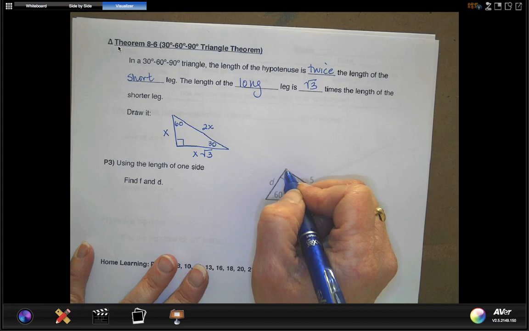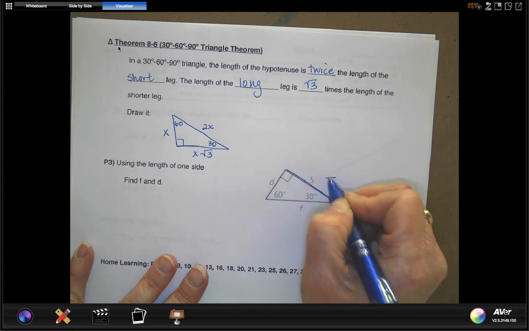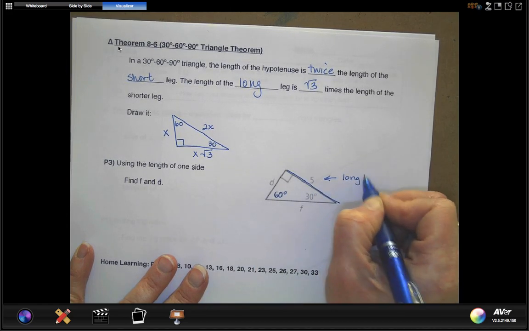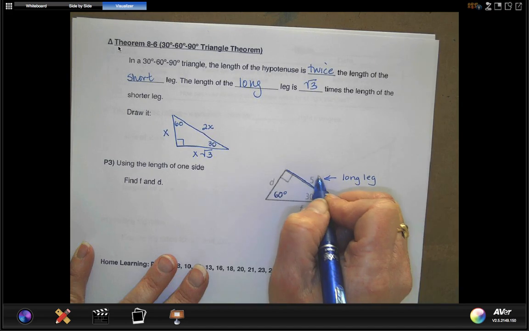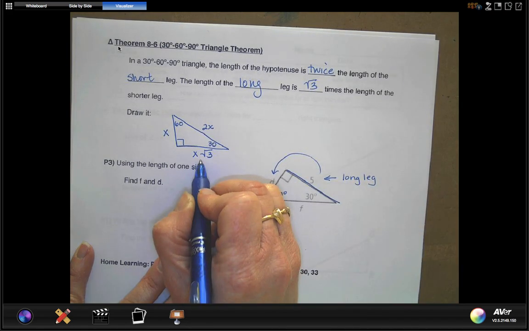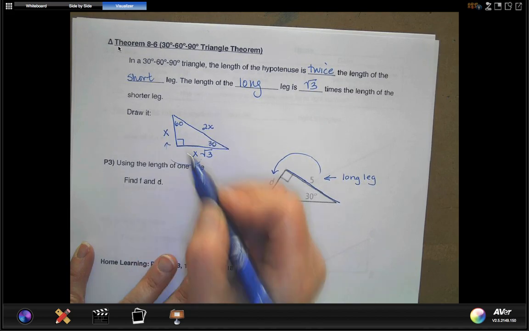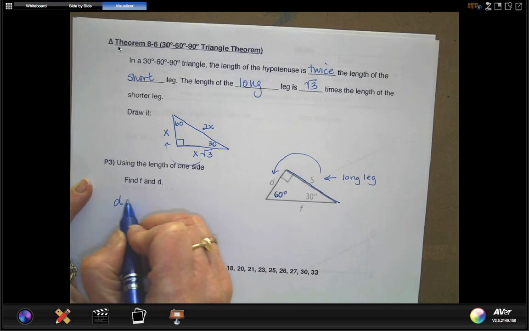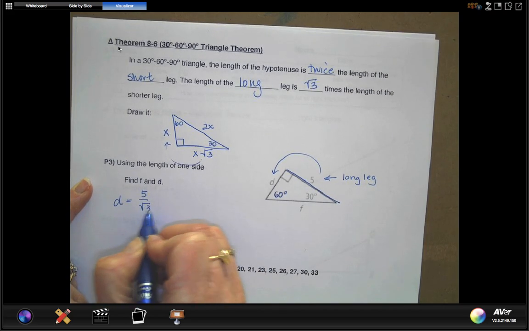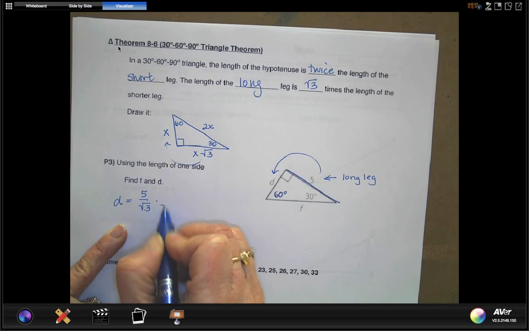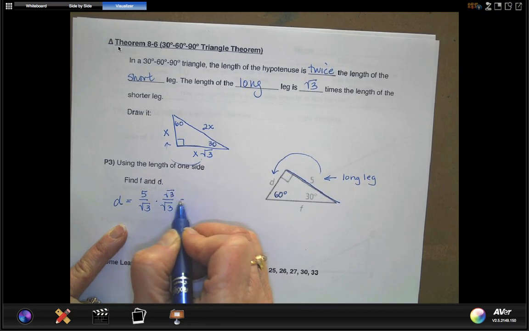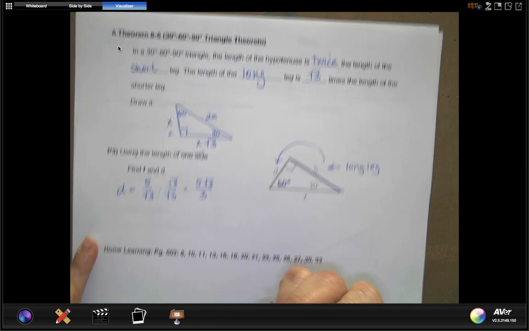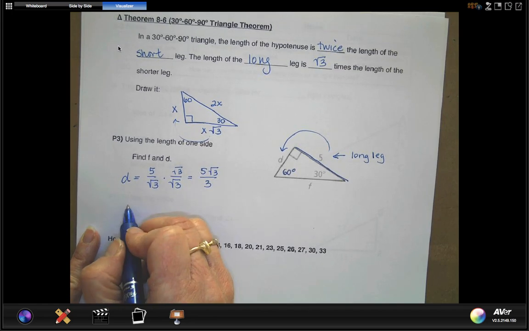So if you look here in this one, I've got the 5, which is opposite the 60. So I have the long leg. So if I want to go backwards to the short leg, so if I had the long leg and I'm going backwards to the short leg, I have to get rid of that square root of 3. So I'm going to divide it. So d is going to be 5 divided by the square root of 3. Remember, we don't like those square root of 3's there, so we rationalize it. And we get 5 square roots of 3 over 3. Can't do anything else with that answer. I can't cancel anything out.